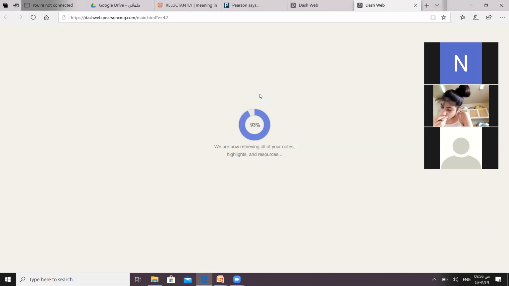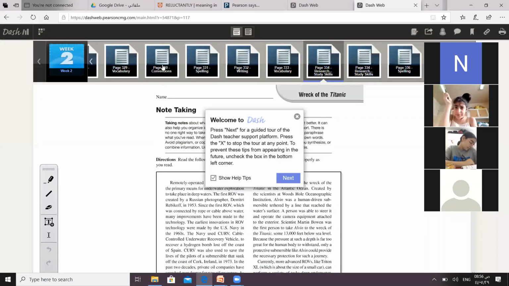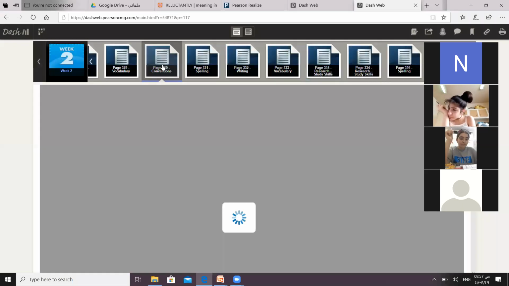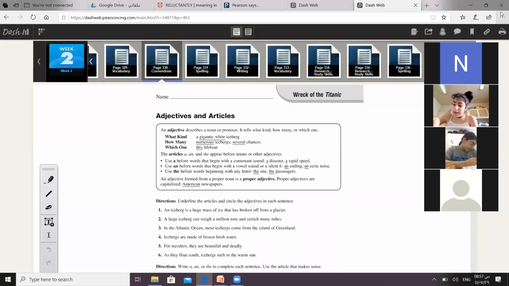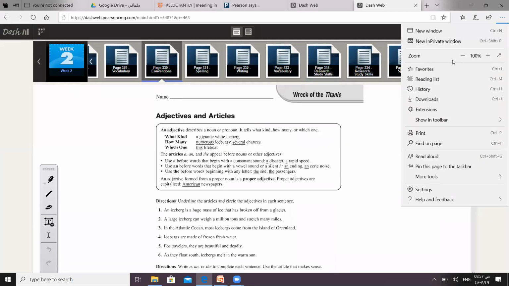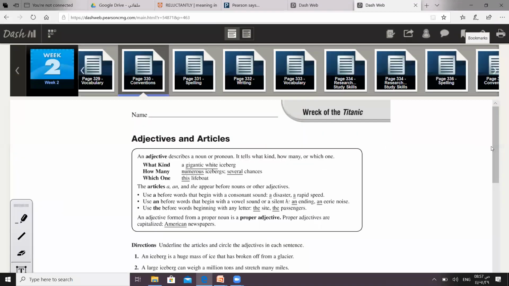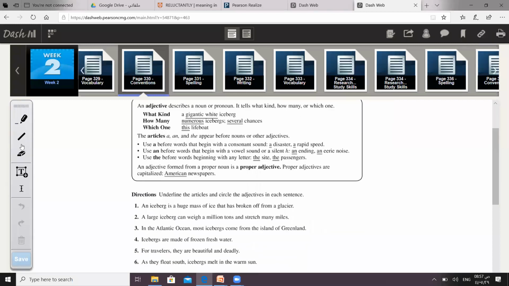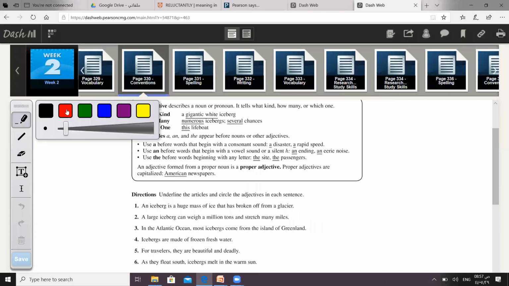Grade 5, wake up. Yes, Tulay. An iceberg is a huge. Yes, exactly. So huge is what? Huge is the adjective. So what we will do here, we will circle please the huge.